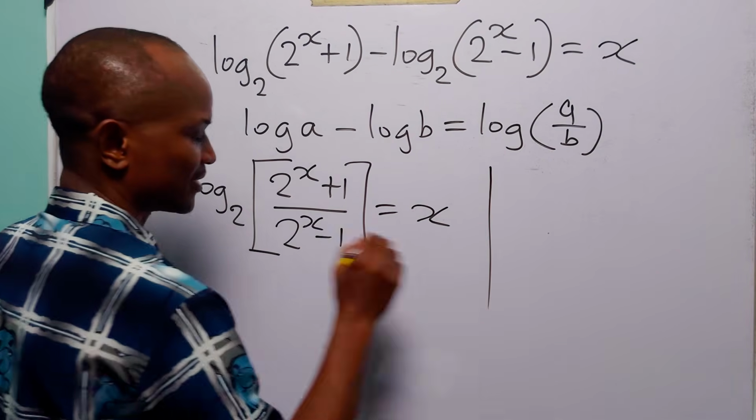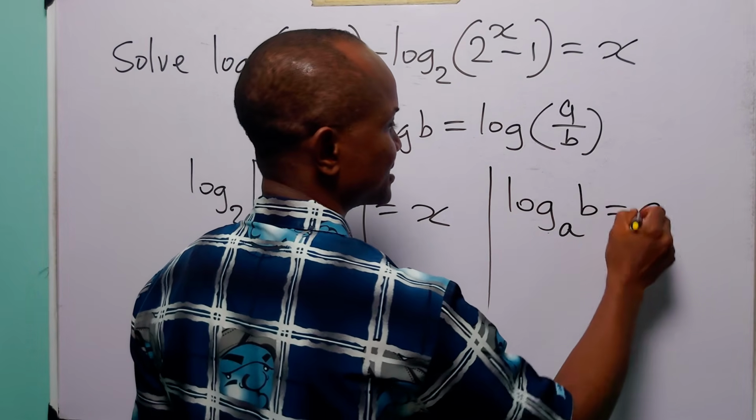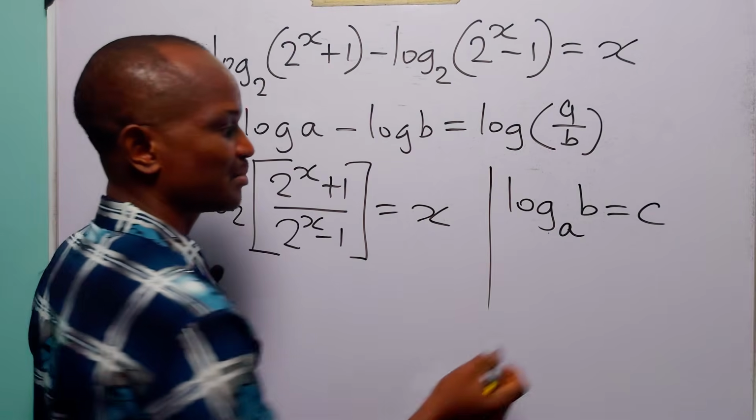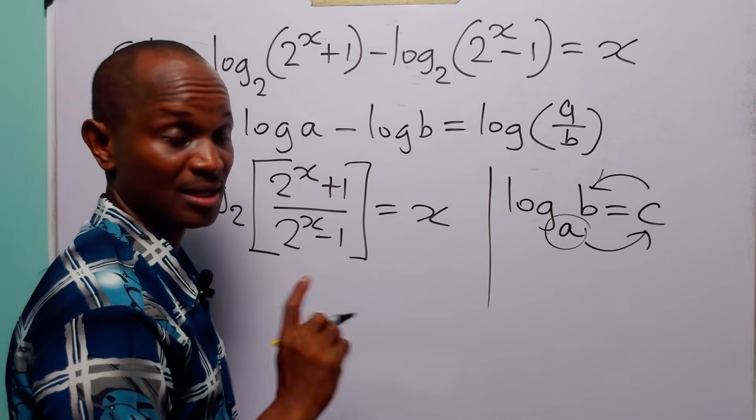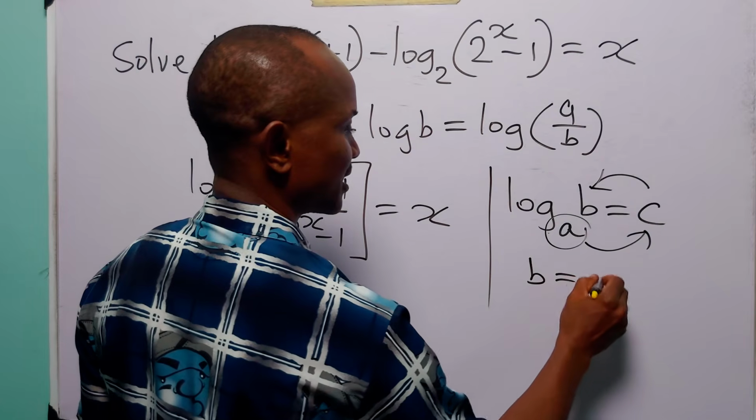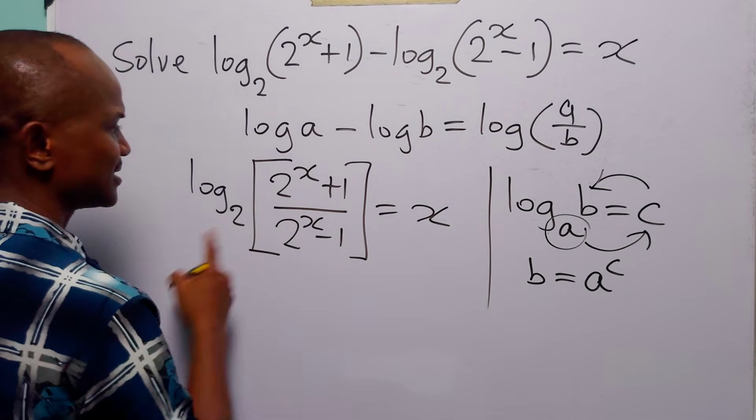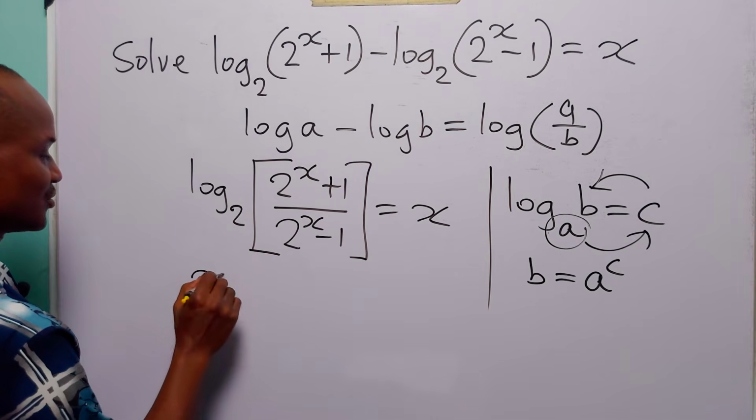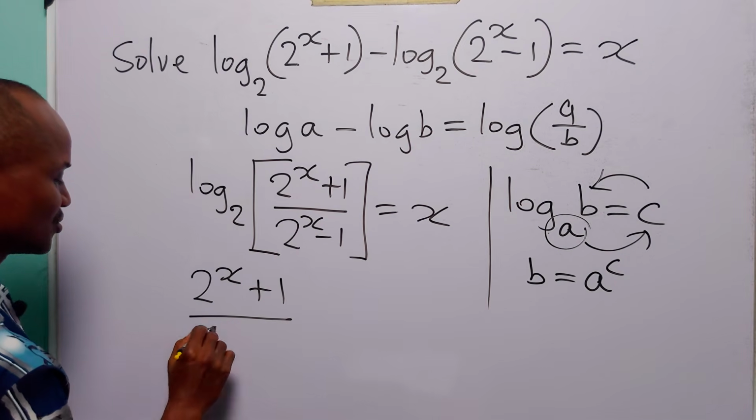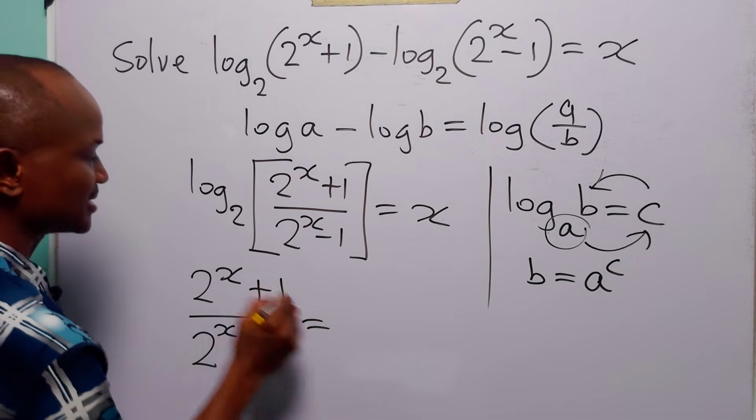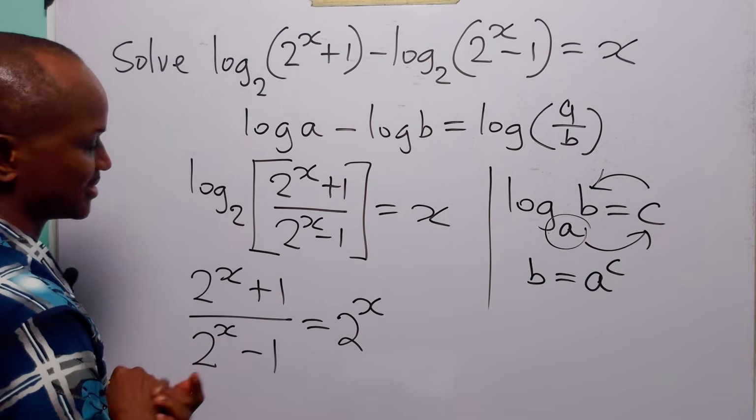Now, remember also that when we have a statement such as log base a of b is equal to c, this simply means that a to the power c is equal to b. That is, b is equal to a to the power c. That means that we can write this as (2 to the power x plus 1) over (2 to the power x minus 1) is equal to 2 to the power x.